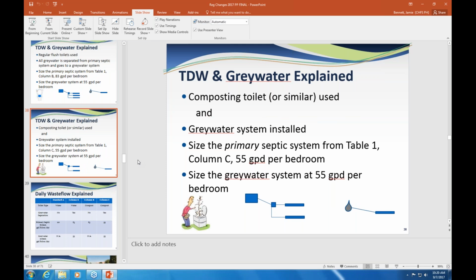Okay, next example. TDW and Greywater Explained. Composting toilet is used and gray water system is installed. In that case, we're going to size the primary septic system from Table 1, Column C at 55 gallons per day per bedroom and size the gray water system at 55 gallons per day per bedroom.